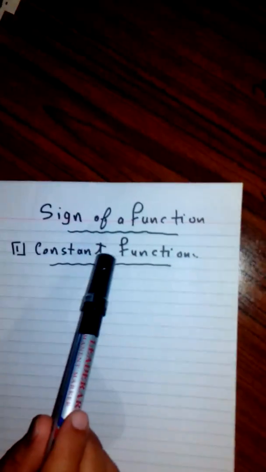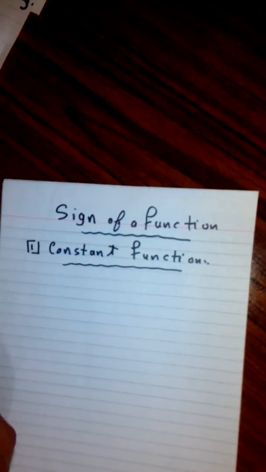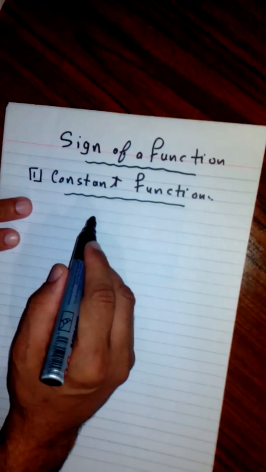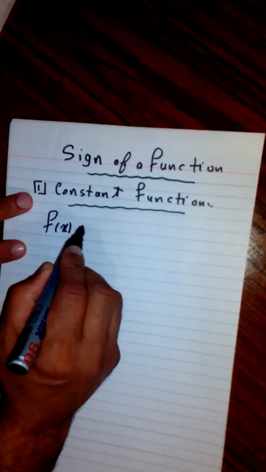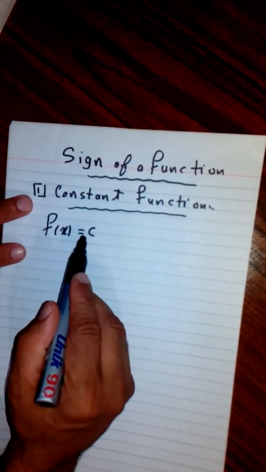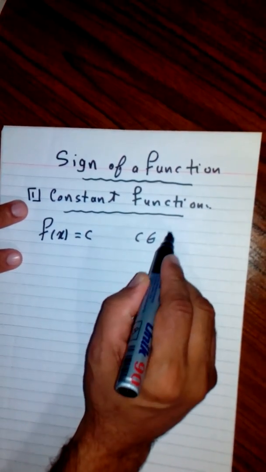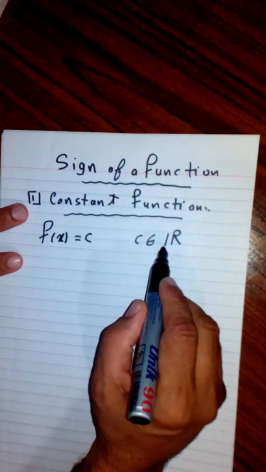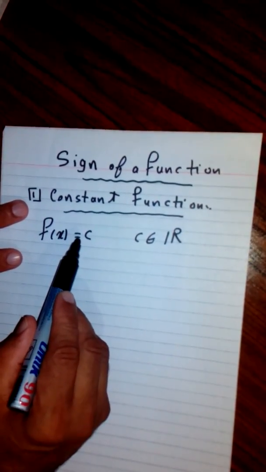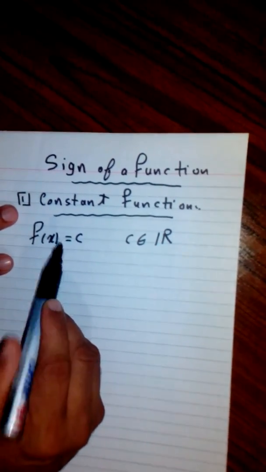We will talk about the constant function, the linear function, and the quadratic function. Constant function: the general form of a constant function is f of x equals c, where c is a constant. c belongs to R, the set of all real numbers. c may be 0, may be positive, may be negative.